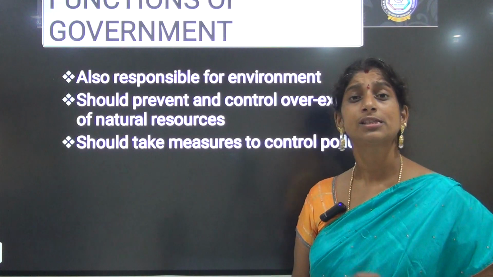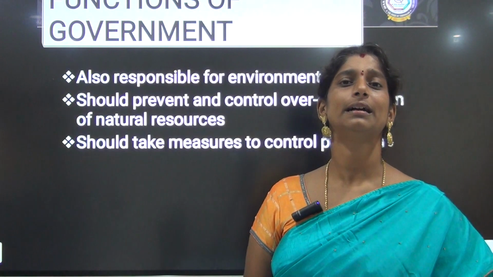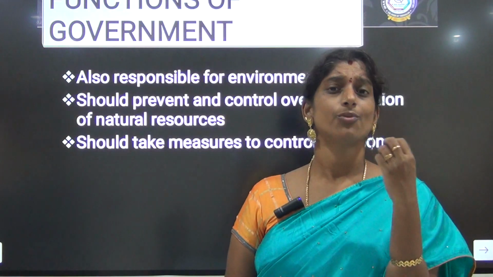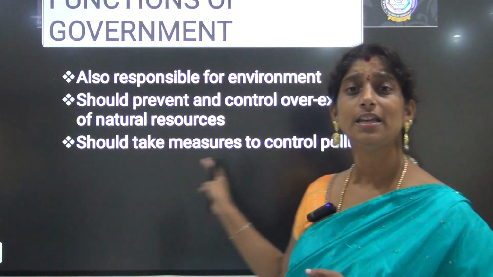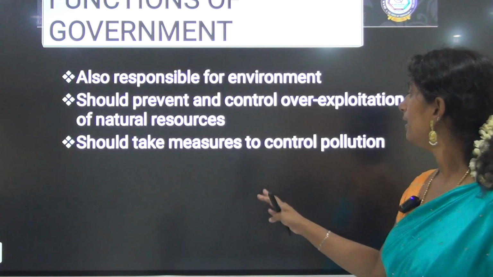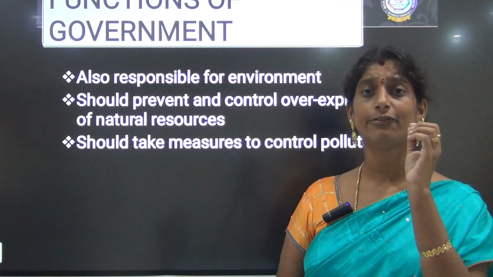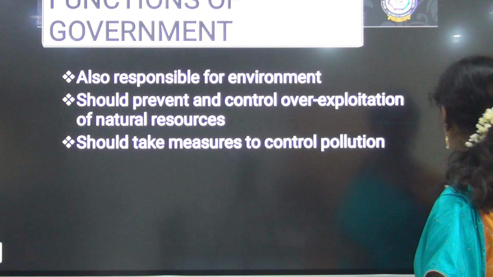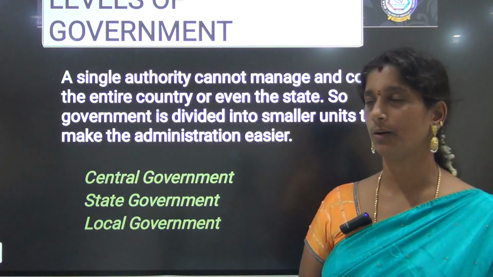And it is also responsible for the environment. We are seeing that many trees are being cut, the sand from the river beds is being stolen. So all these things, government should check on these things, and it should check that these natural resources are not over exploited. Clear? So all these measures government has to check, and it also has an important function of controlling the pollution also. So all these are the first and foremost important functions of government.